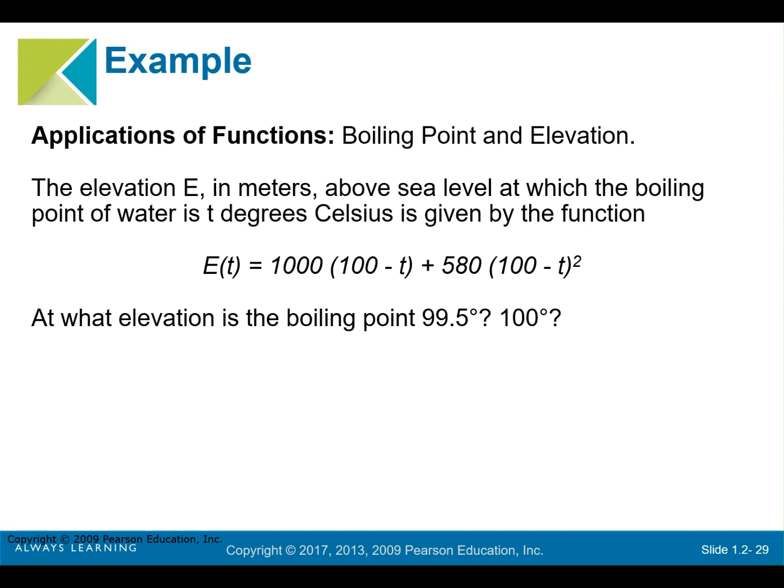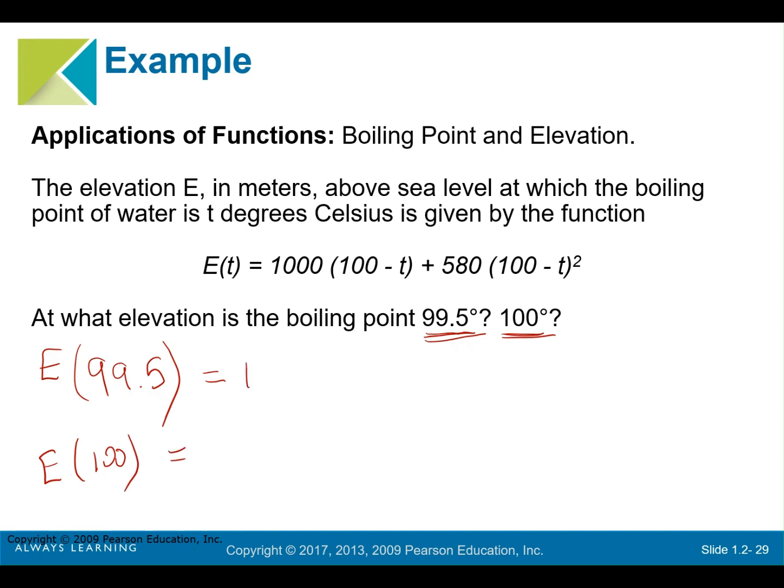And all I'm going to do, well, it asks for, at what elevation is the boiling point 99.5 degrees and 100 degrees? And the elevation then is given by E, right? And the temperature is T, which means these temperatures I'm given should probably go in place of T, which means we need to find E of 99.5 and E of 100.